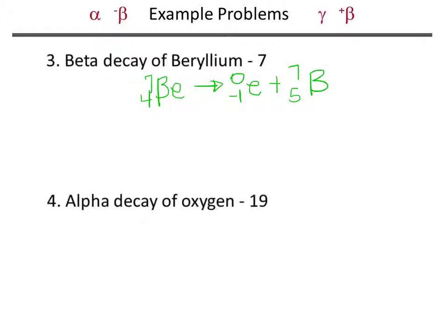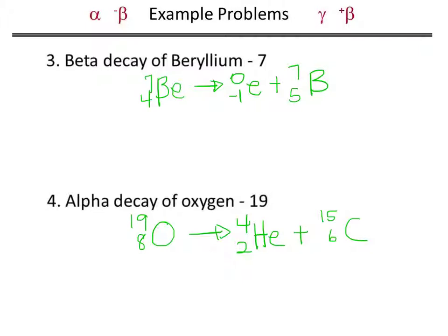And finally, here's our last example, alpha decay of oxygen. So oxygen-19 has an atomic mass of 19. It has a symbol of O, and the atomic number of oxygen is 8. And if it goes through an alpha decay, so 4, 2 helium, I lose 2 of my atomic number and 4 of my atomic mass. So I should have 15 and 6. My new element is now carbon.